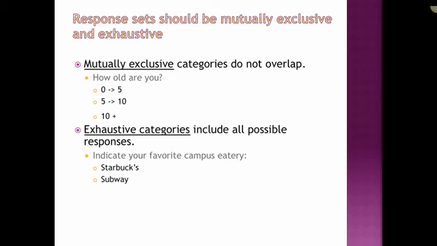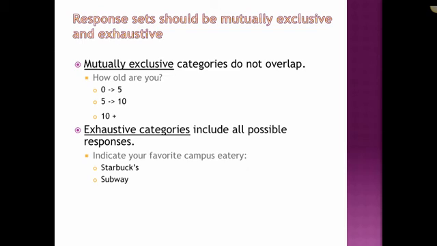A few general reminders when you're developing response sets. You want to make sure they're both mutually exclusive and exhaustive. First of all, mutually exclusive means making sure your categories don't overlap. Seems obvious, but you can run into issues like the one up above. Let's say you're asking, how old are you? From 0 to 5, 5 to 10, or 10 or older. If you're 5 or if you're 10, which one would you pick, right? So you want to make sure you are creating categories that don't overlap and are mutually exclusive.